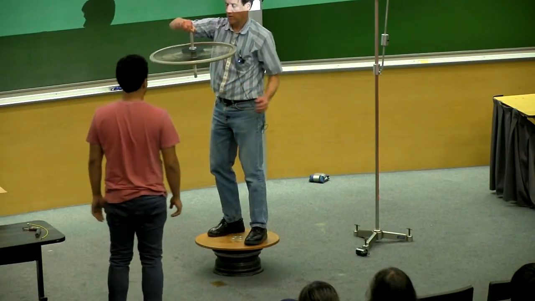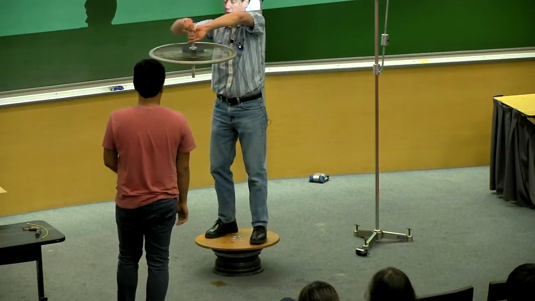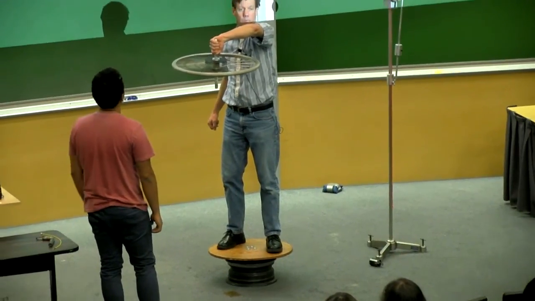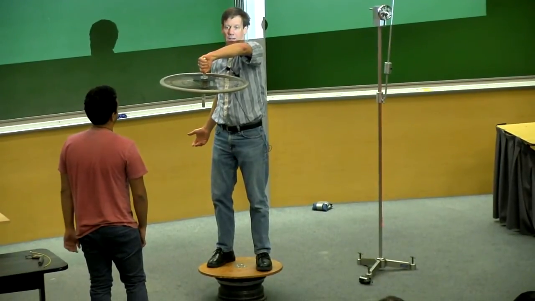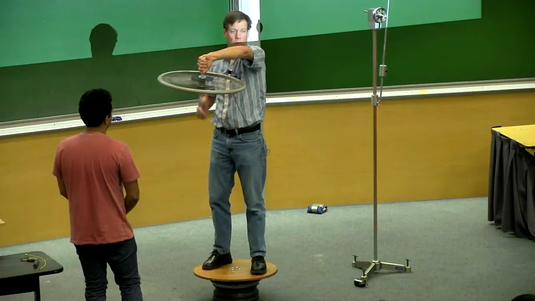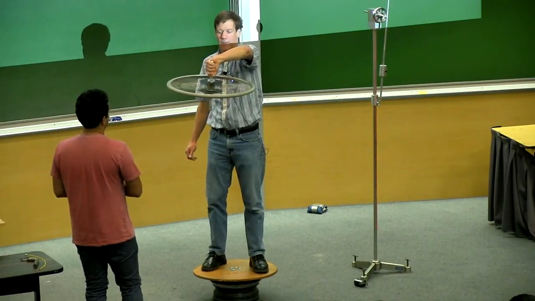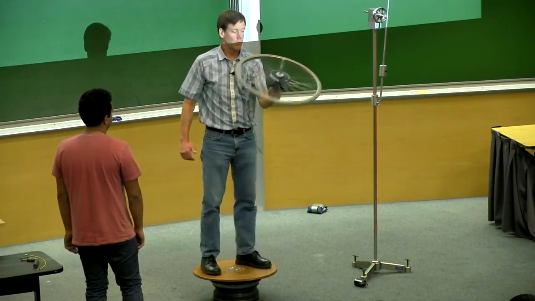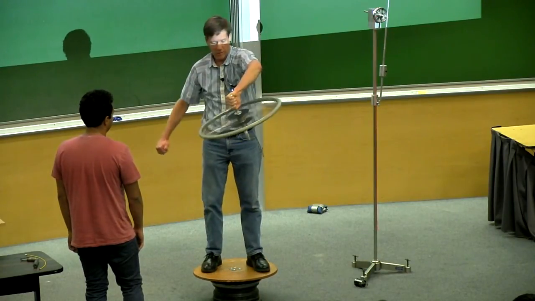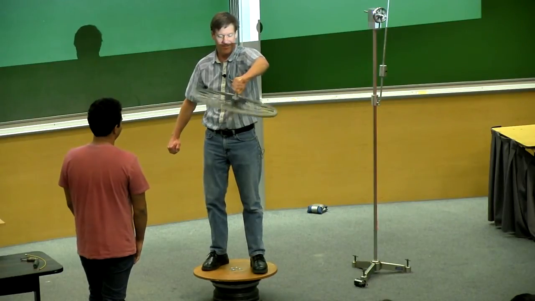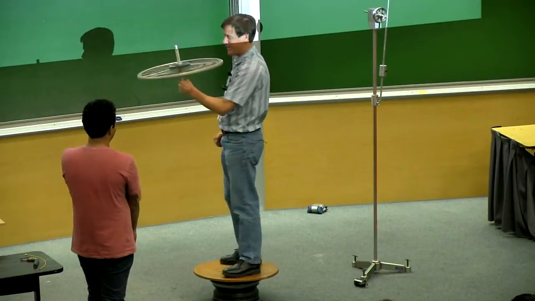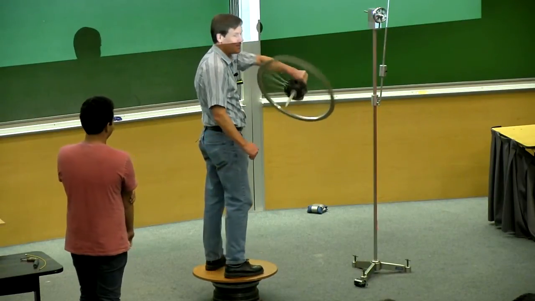Okay, here we go. So now, right now, what's my net angular momentum? There's no net angular momentum of this system, right? So what's going to happen if I flip this thing over? It's going to stop and you're going to spin.